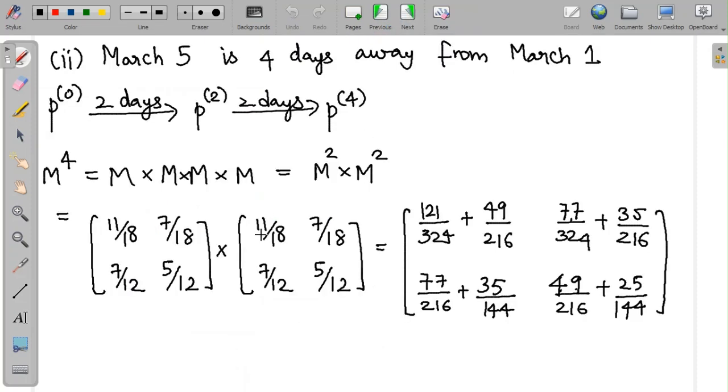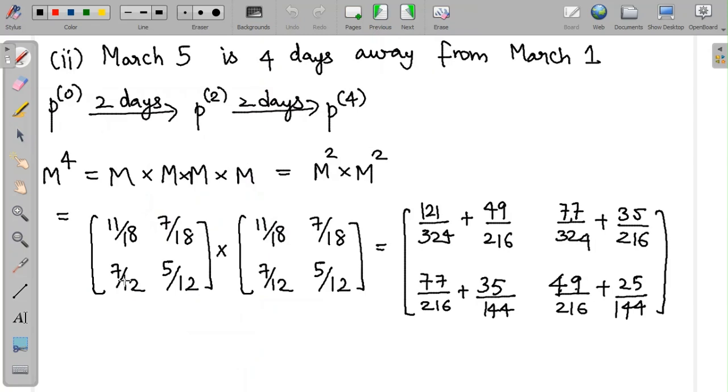That's pretty easy. And once again, let's also calculate what happens on March 5. March 5 is 4 days away from March 1. So we need to find P4. P2 was 2 days away, that was March 3rd. P4 is 4 days away, that's March 5. So we can also do this by finding the fourth power of the matrix. And since this matrix is of order 2 by 2, finding the fourth power is not a difficult task.